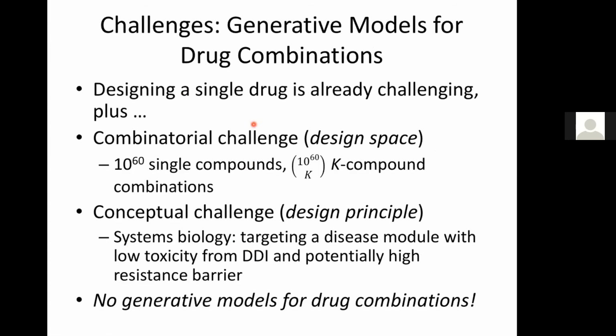So what are the challenges? Well, designing a single drug is already challenging. And if you consider the combinatorial challenge, the design space is much larger, that's an issue. But more importantly, the design principle is also challenging. So you have to consider what is the desired property at the systems level, okay? There was no generative model for drug combinations. So we decided to explore the topic and see how it might work.